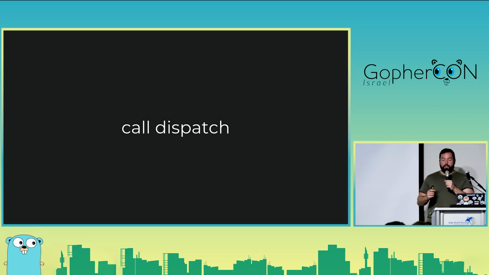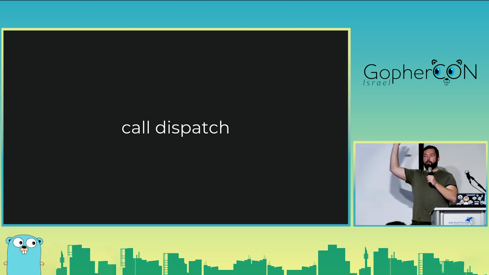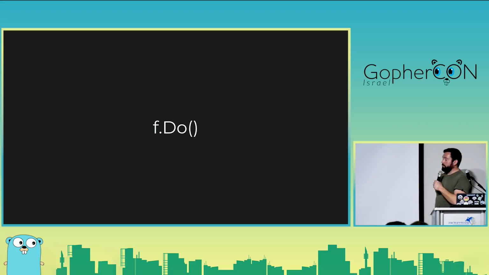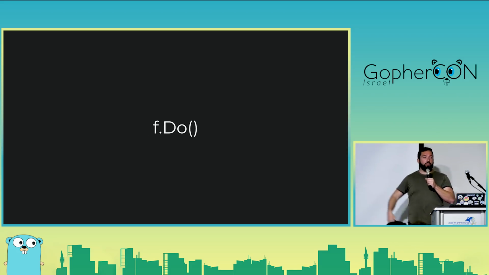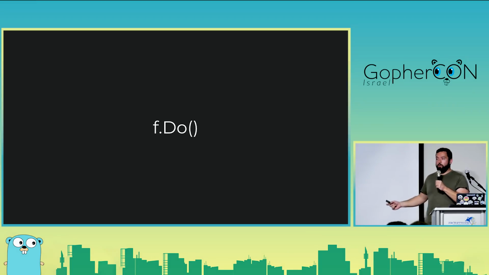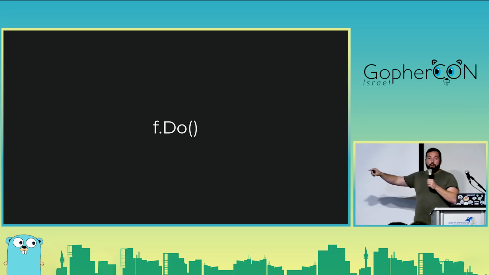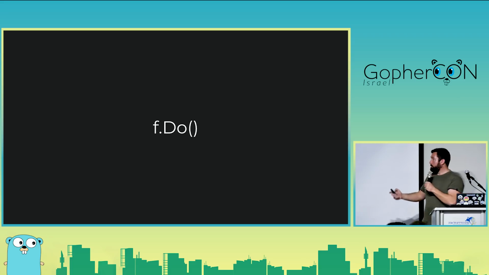What about call dispatch? Have you ever heard about what call dispatch is? If you heard, raise your hands. Okay, not many of you. So these are call dispatch, f.do, right? It's a method call, actually, not a function call. Why is this a call dispatch? Well, because what you're doing is dispatching the call of do depending on what f is, right?